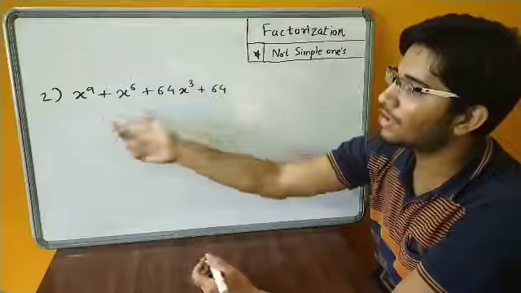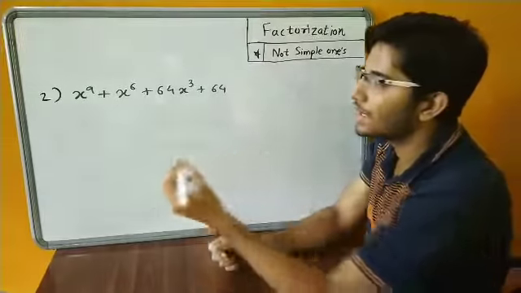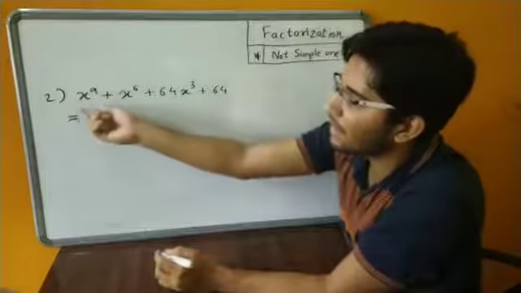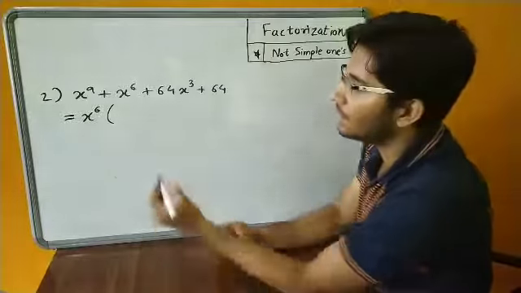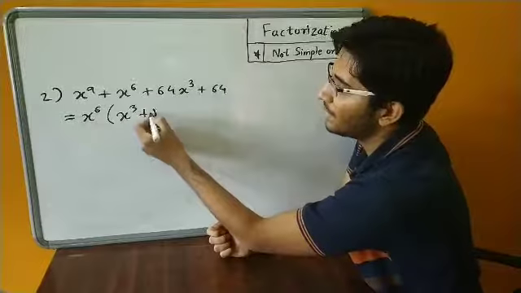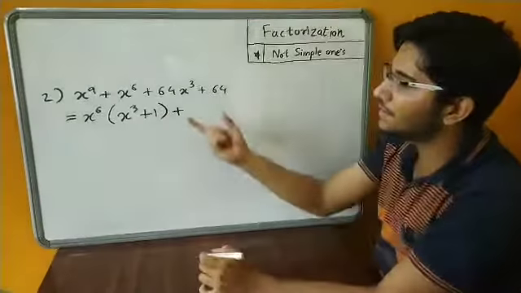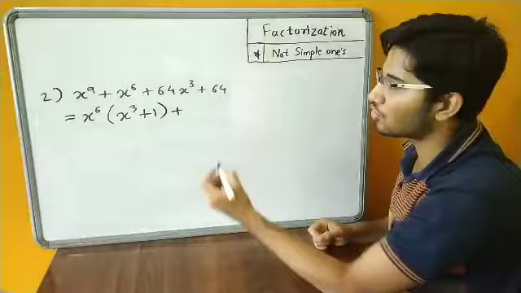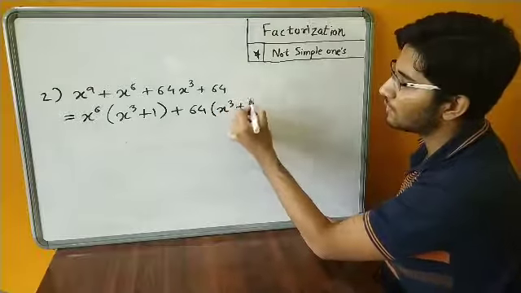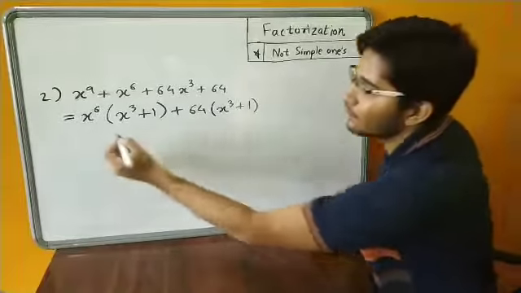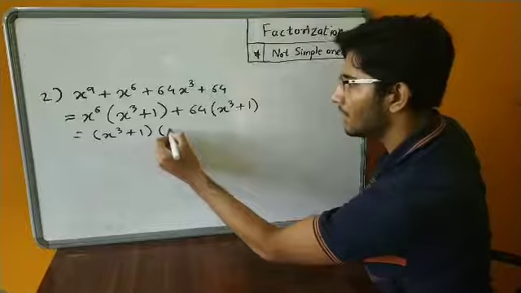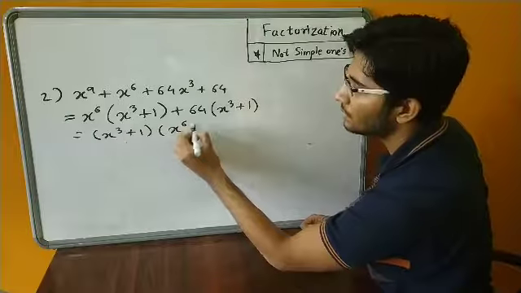So in the first part what can we take common? We can take x⁶ common. So in the first part it is x³ remaining and in the second part only 1 is remaining. So plus, in the second part we can take 64 common, plus 64 into (x³ + 1). Again from these two parts we can take (x³ + 1) common. So (x³ + 1) into (x⁶ + 64).